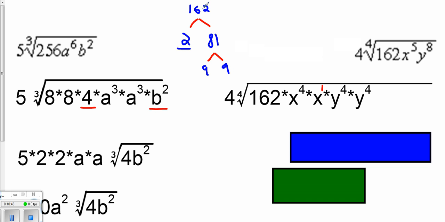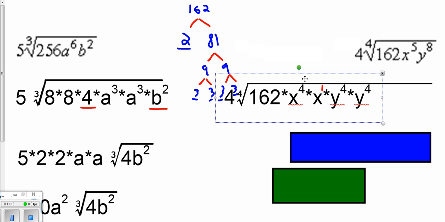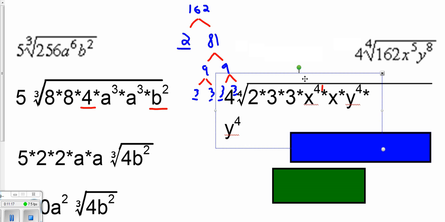9 and 9 are both numbers that can break down. And what do they break down into? 3, 3, 3, and 3. These are all primes then. I'm running out of space there. So what that's saying is 162 is the same as 2 times 3 times 3 times 3 times 3.